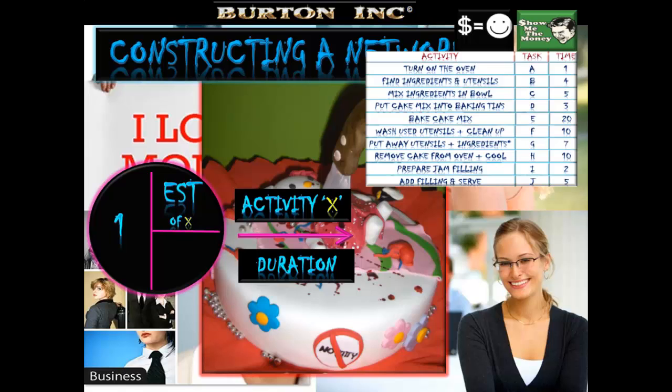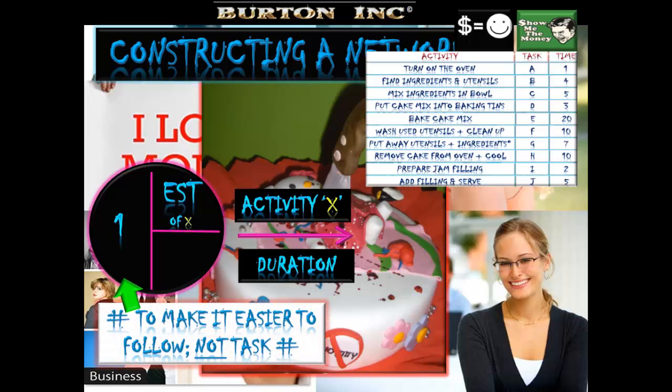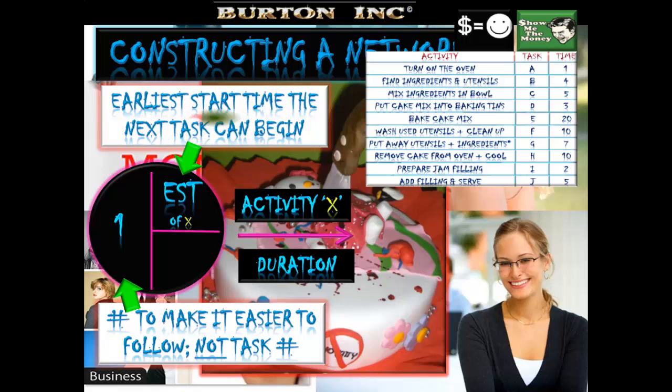But what does mean something is EST, the earliest start time of an activity. So activity X, we've got there, we've got the duration and the earliest start time of that activity. It's just numbered to make it easy to follow. It is not the task number. The task number is the activity which goes in between our nodes. Earliest start time, that the next task can begin.